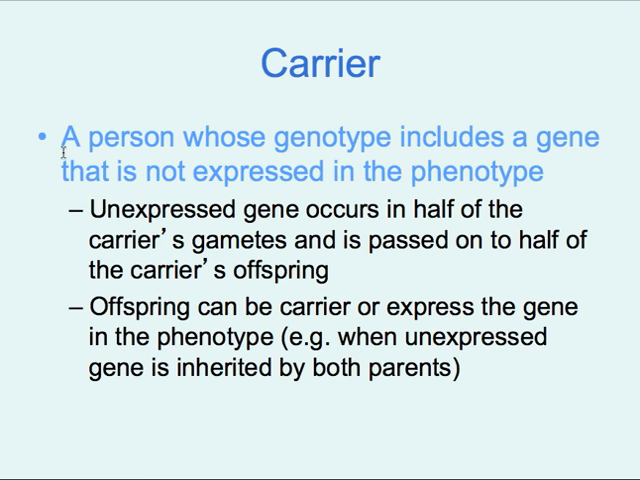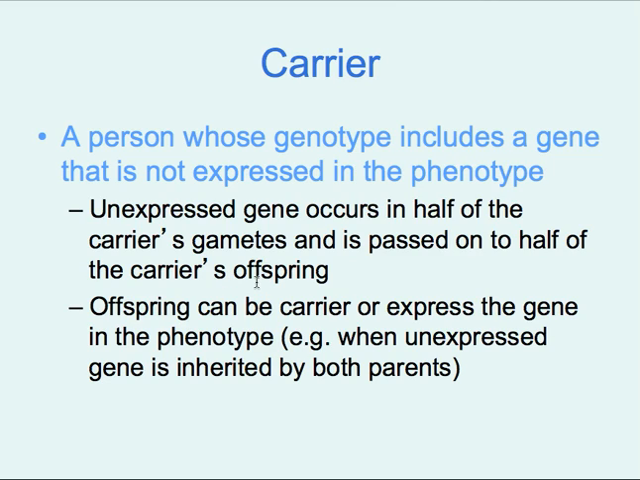This also means that the fact that there can be a discrepancy between genotype and phenotype means that a person can also be a carrier. This is a person whose genotype includes a gene that is not expressed in the phenotype. Unexpressed genes occur in half of the carrier's gametes and are passed on to half of the carrier's offspring. Offspring can be a carrier or express the gene in the phenotype, for example, when the unexpressed gene is inherited from both parents.